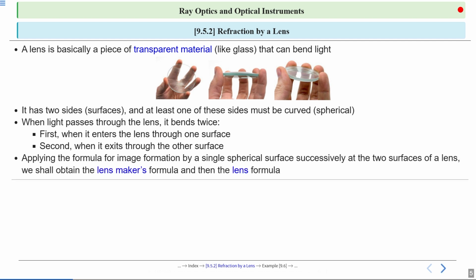Applying the formula for image formation by a single spherical surface successively at two surfaces of a lens. We have discussed refraction at a spherical surface. A lens has two surfaces, so we will apply the image formation formula by a single spherical surface at both the surfaces of the lens. Then we will derive the lens maker's formula after that. And after deriving the lens maker's formula, we will derive the lens formula for thin lenses also.